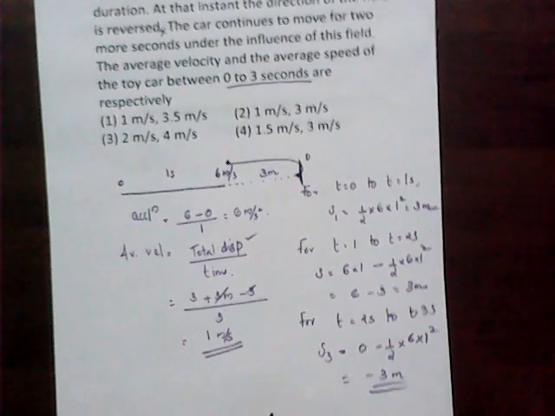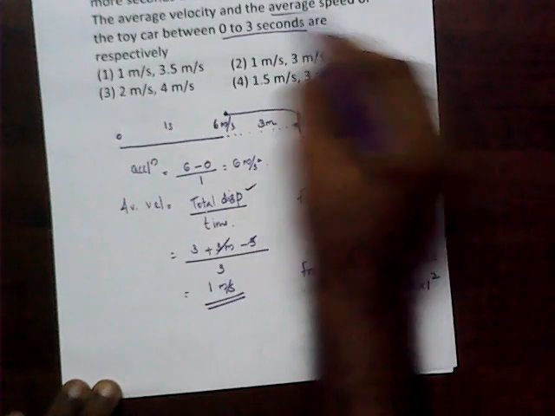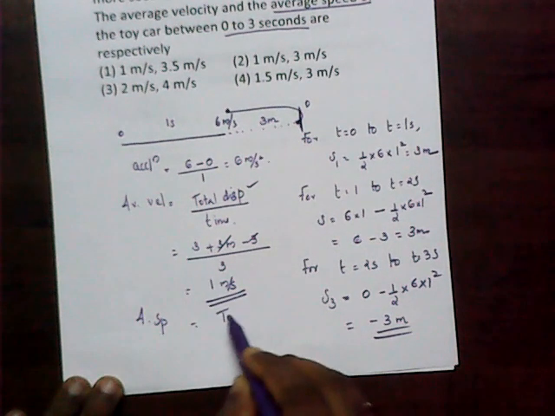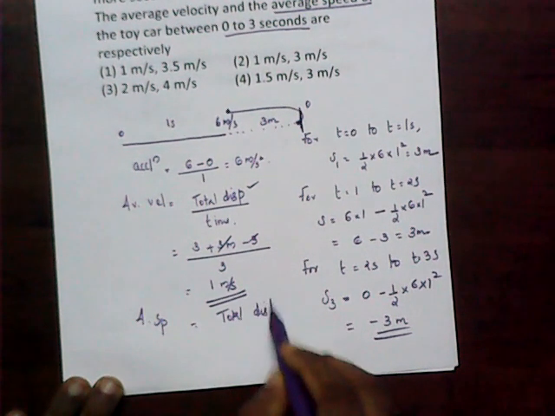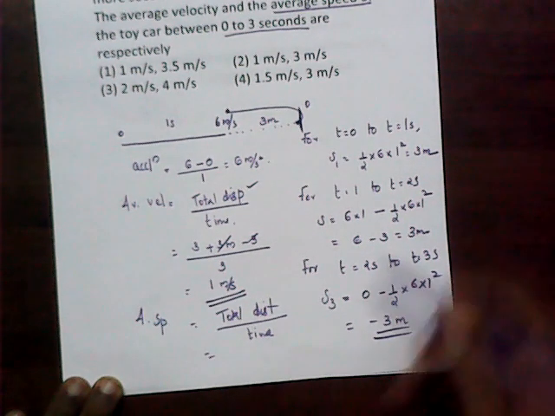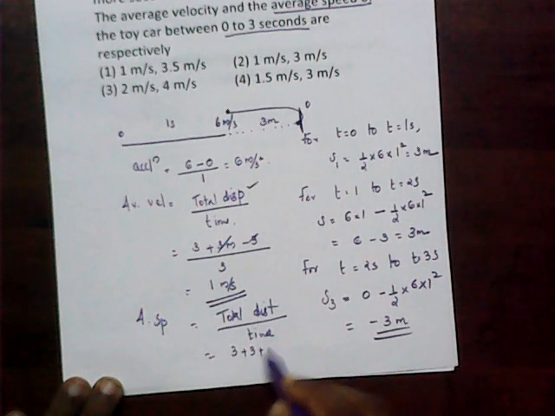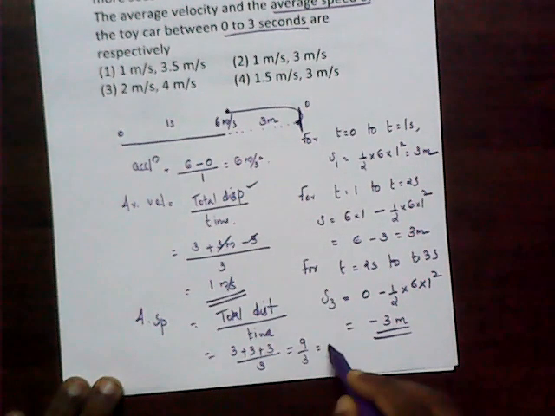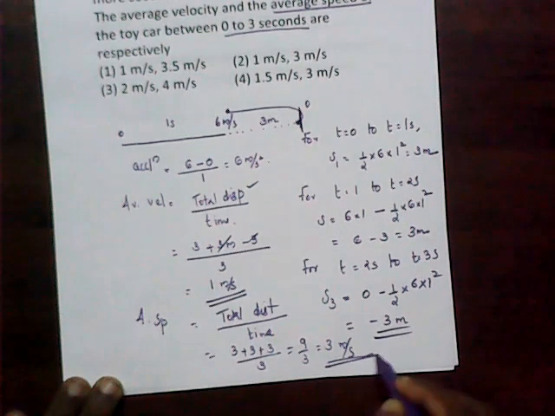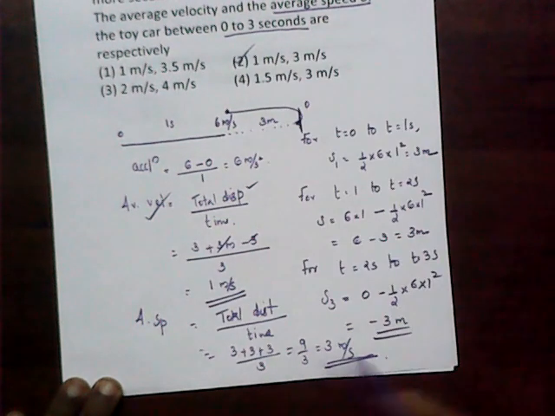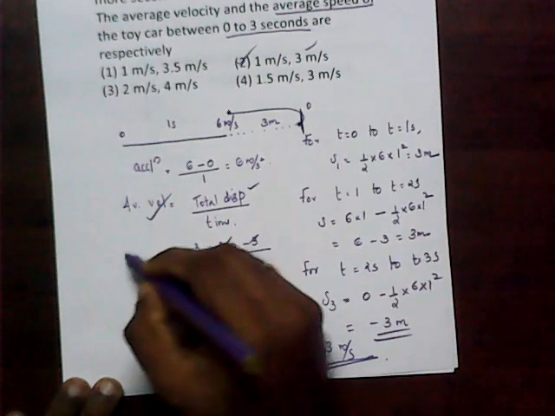Look at the next question, to find the average speed. Average speed is nothing but the total distance divided by the time. So we have to consider the distance without the sign. So 3 plus 3 plus 3 by 3. So you get 9 by 3 equal to 3 meter per second. So you get the answer: the average velocity is 1 and the average speed is 3 meter per second. It's a very good question.